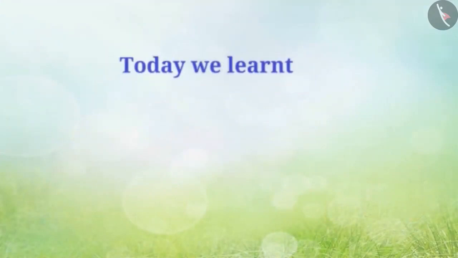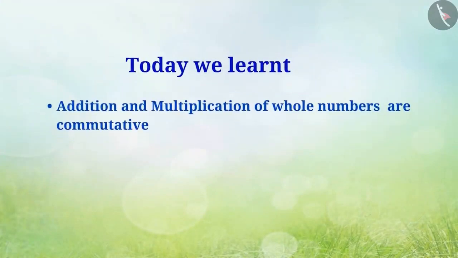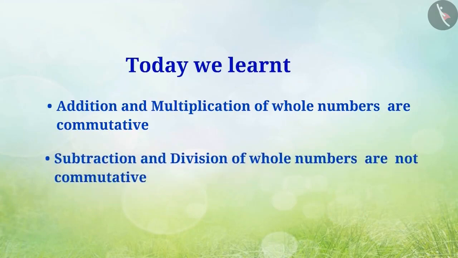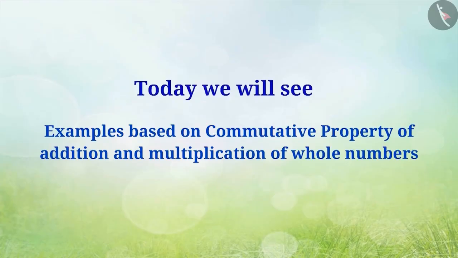Today we learned that addition and multiplication of whole numbers are commutative, whereas subtraction and division of whole numbers are not commutative. In the next video, we shall deal with a few examples related to this property. Addition and multiplication of whole numbers.